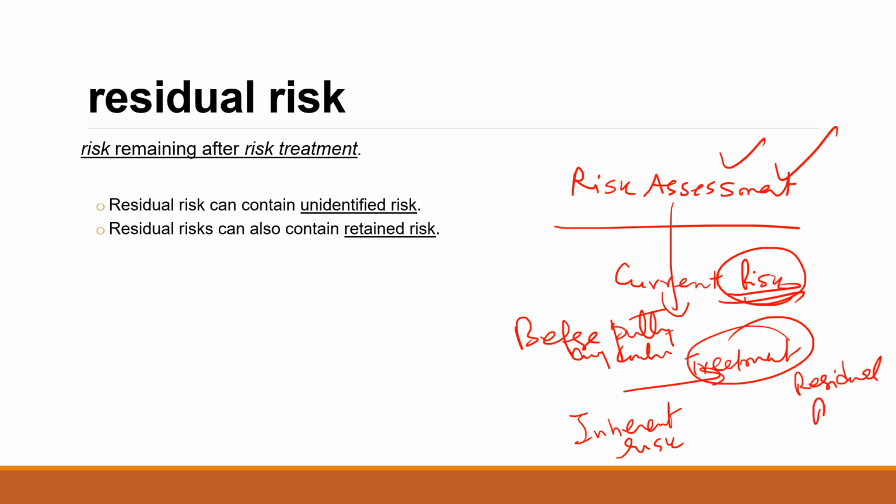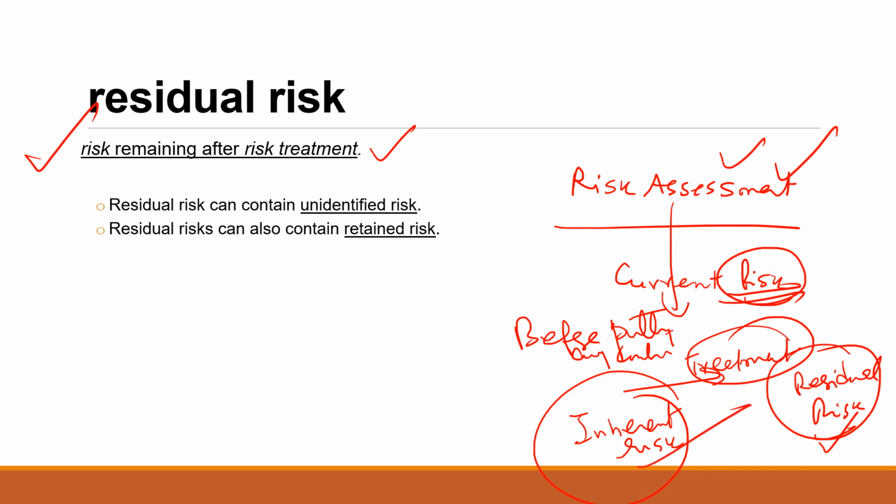Residual risk means it is the remaining risk. It is the risk remaining after the application of the control, after risk treatment. So you had a risk, you applied the control, and after the control you again do the risk assessment to find out what risk you have now. Whatever remaining risk you have is known as the residual risk. So please understand the difference between the inherent risk and residual risk.